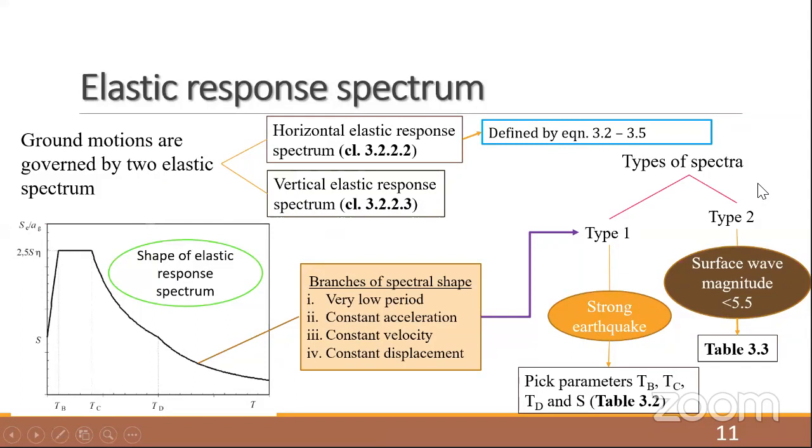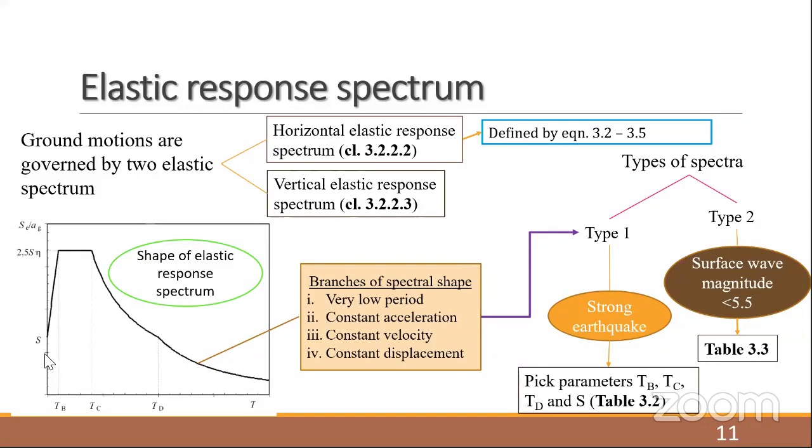The ground motions are governed by two elastic spectra. When an earthquake occurs, normally we have two kinds of spectra that will be generated. We have the horizontal elastic response spectrum and the vertical elastic response spectrum. Now, out of these, we'll have a shape of an elastic response spectrum. It normally has four branches, as I've indicated in this curve.